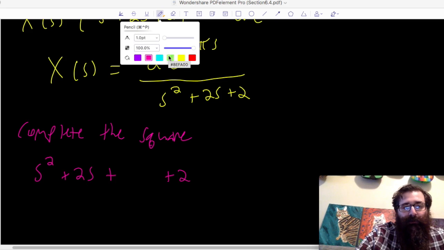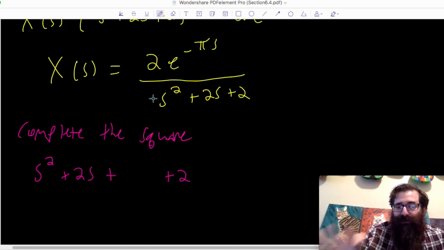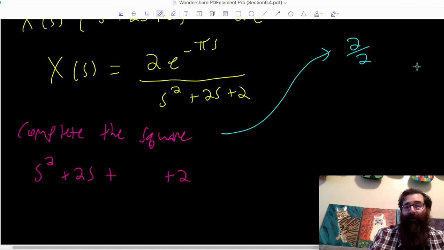Well, what do we do to complete the square? We have to make sure that there's no leading coefficient other than 1. Since I just have one s squared, that's already done. But then I would want to go to the coefficient on s, which is 2, take that coefficient, and I cut it in half. Always cut it in half. So if it happened to be a 2, and if I divide it by 2, it's going to give me 1.